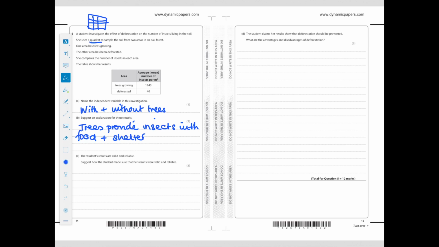The student's results are valid and reliable. Suggest how the student made sure that her results were valid and reliable. So reliable is all to do with being able to repeat and get the same results every single time. So we're repeating, which means that the student must have used several quadrats.